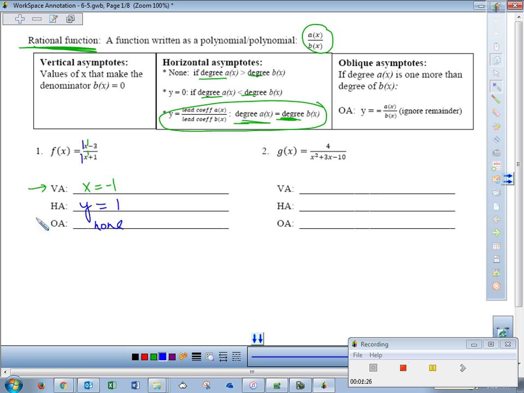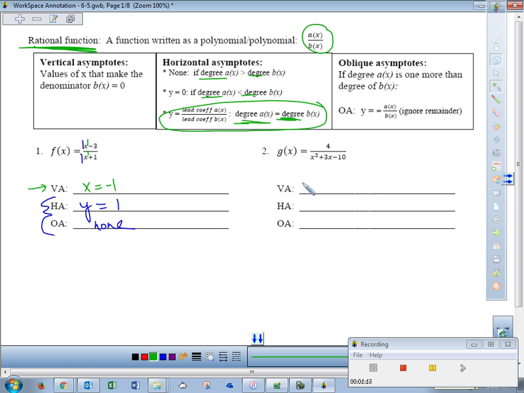And again, these two are kind of like partners right here. If you have a horizontal asymptote, then you cannot have an oblique asymptote, or vice versa. If you do not have a horizontal asymptote, you may or may not have an oblique asymptote. So let's do it again.